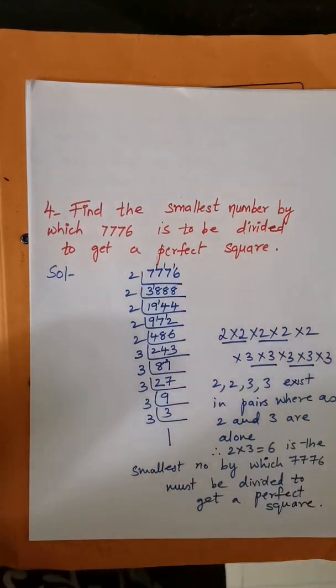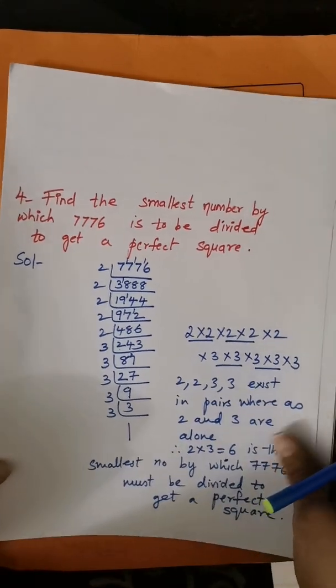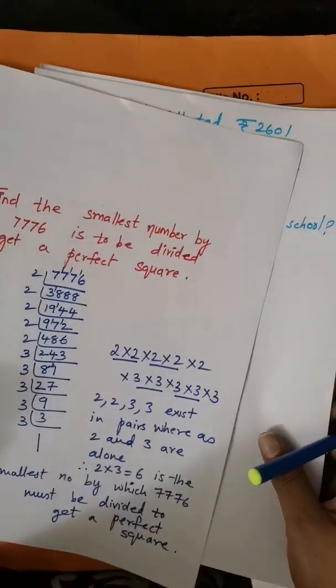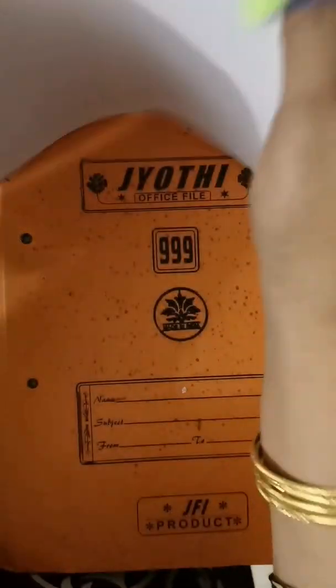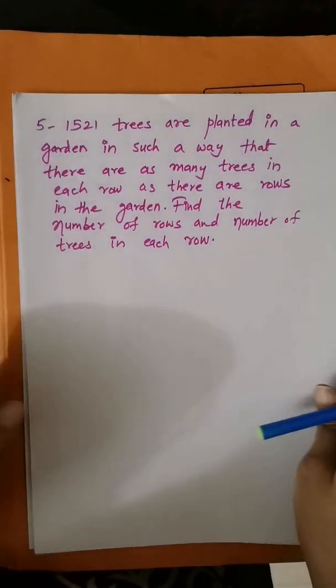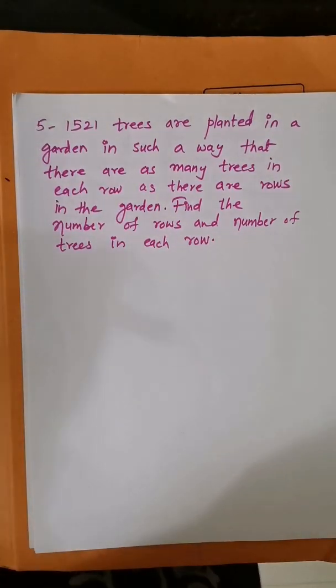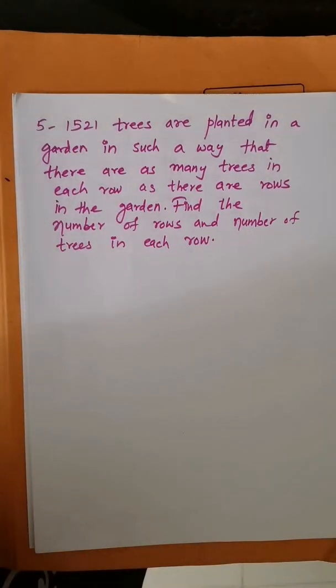Okay, children. So one more sum or two more sums we will do, then you have to complete the whole exercise. It is very simple, based on only one concept. We have to find the prime factors, and whichever does not exist in pairs, that is the number. Okay. Now the next question is, try to understand the question.